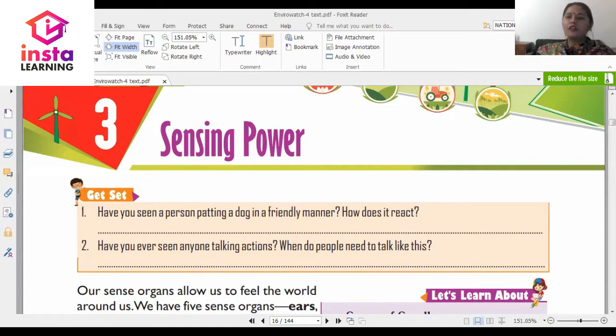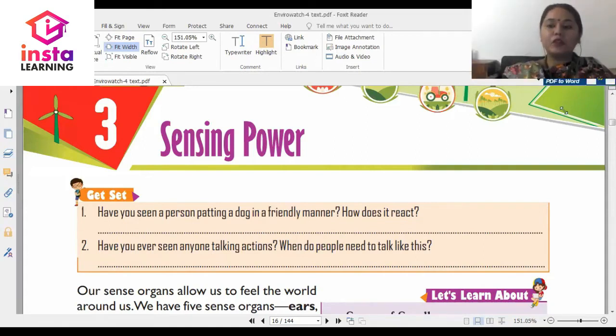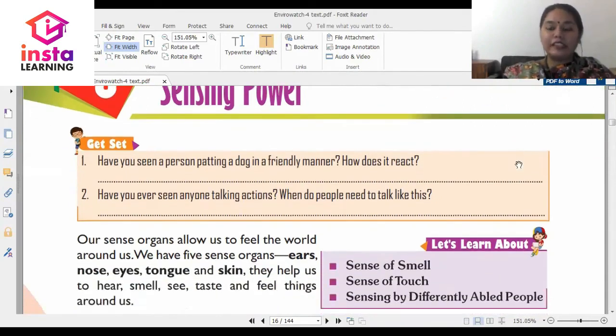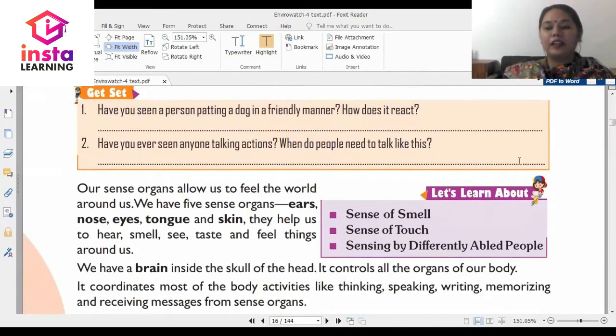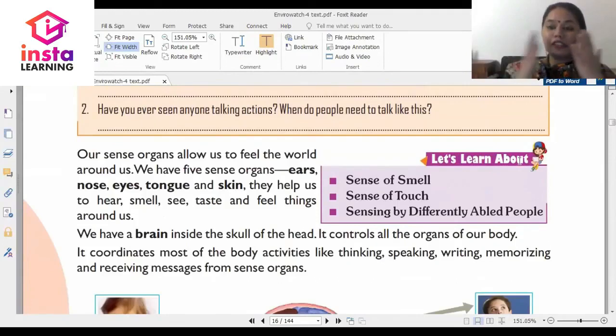So, how do you sense power? What is it that makes you feel or sense something? It is your sense organs. So, what are these sense organs? Our sense organs allow us to feel the world around us. We have 5 sense organs.